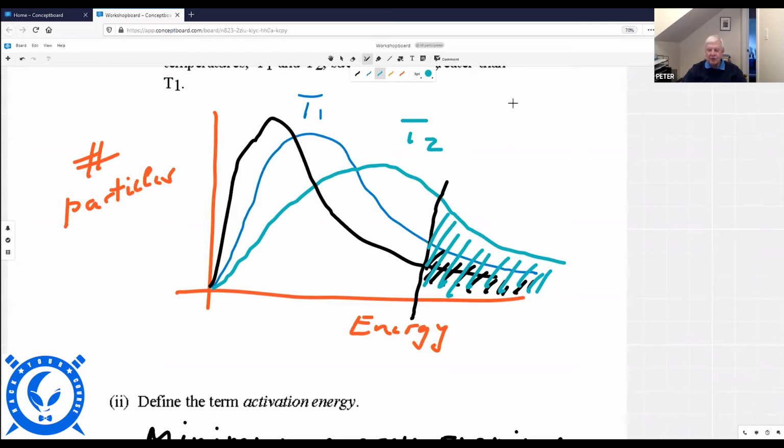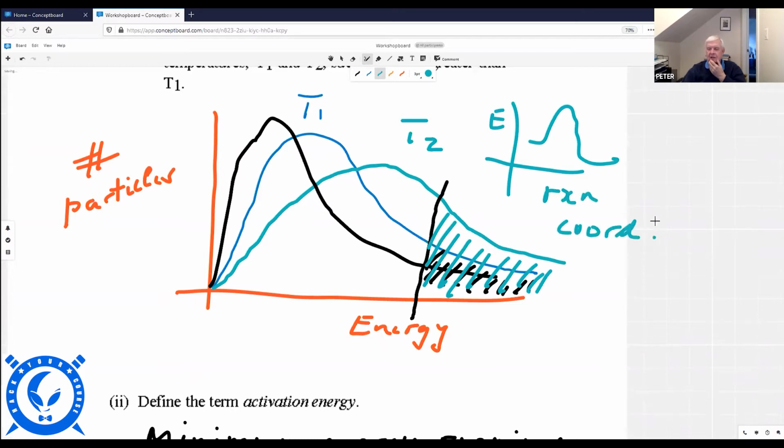Remember, the reaction profile looks something like this. It goes up and down and so on. This is for an exothermic reaction where you're plotting energy, potential energy versus a reaction coordinate. And the activation barrier is this beast right here. That's EA. Okay? All right.